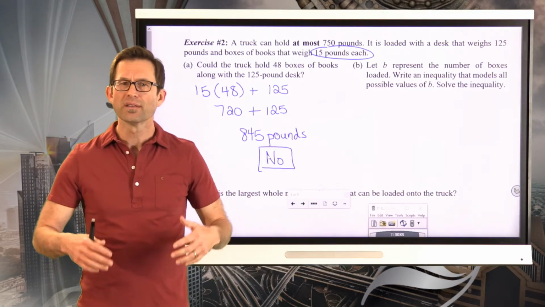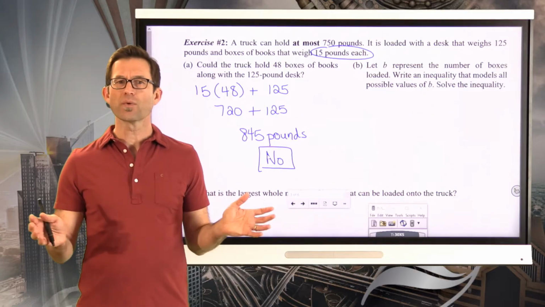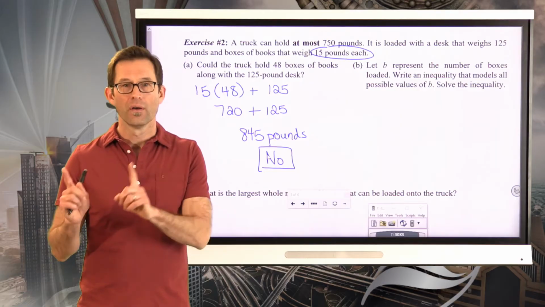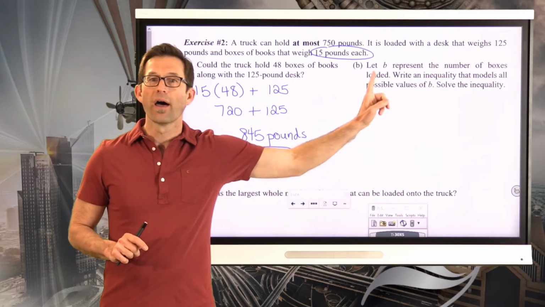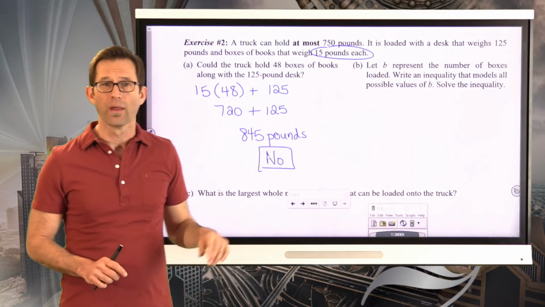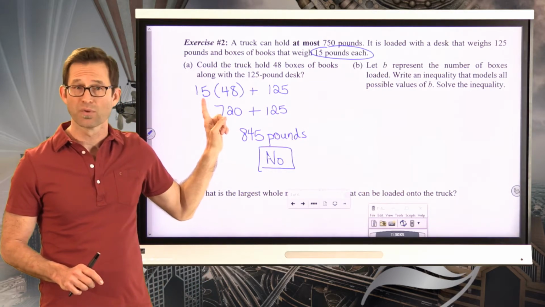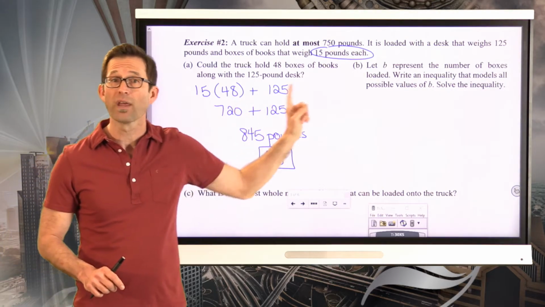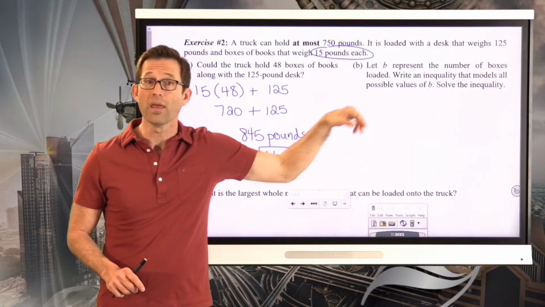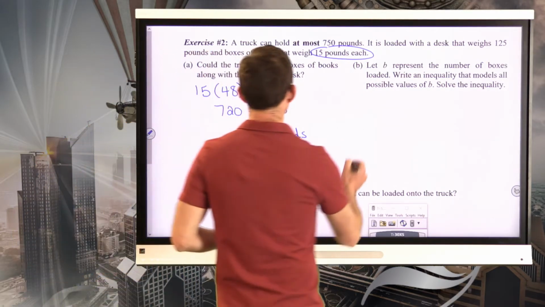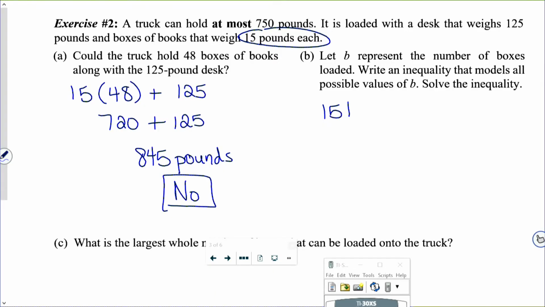Now again, let's model this inequality. First, let's just write down an expression that models the amount of weight being held in this truck based on the number of boxes, B, that we put in there. Well, how do we calculate the amount of weight? We take the weight per box, which is 15 pounds, and multiply it by the number of boxes, which isn't going to be 48 this time, it's going to be just the variable B, and then we add on 125 pounds for the desk. So that looks like 15B plus 125.